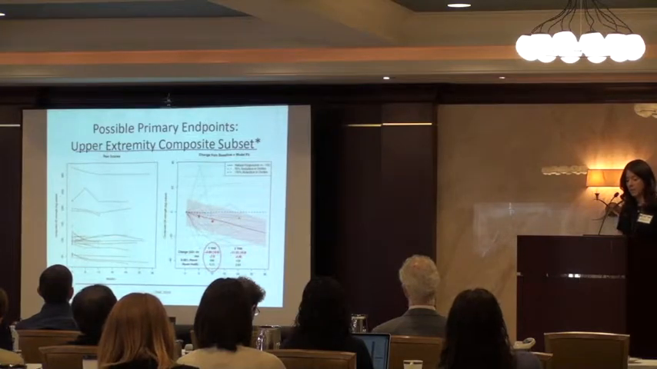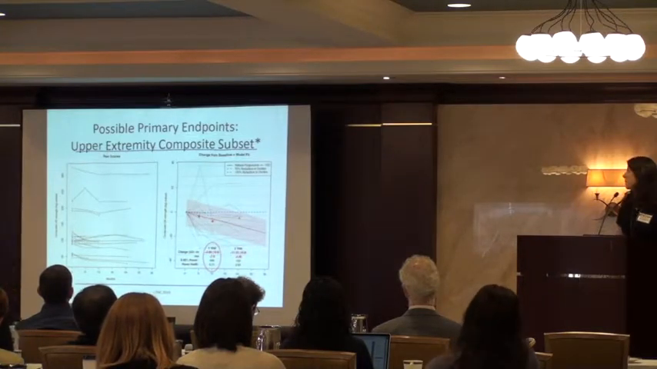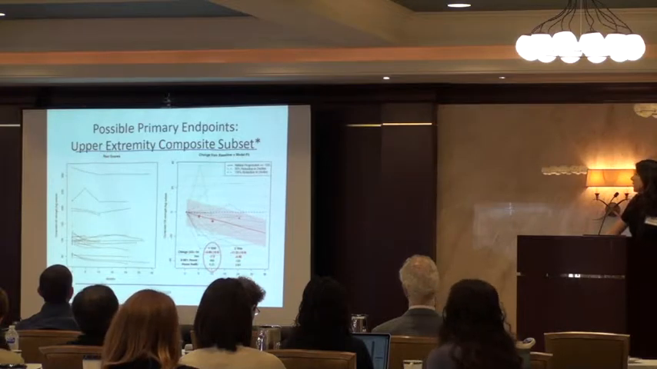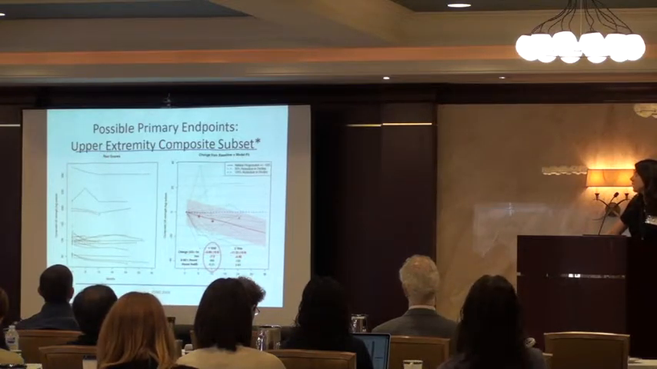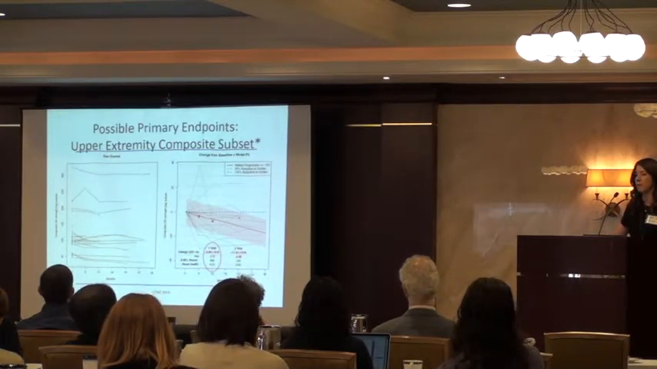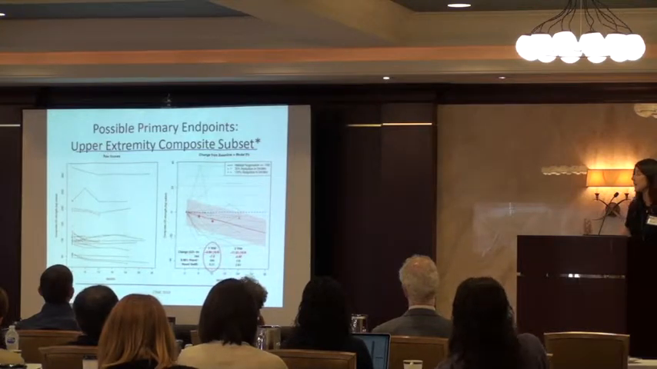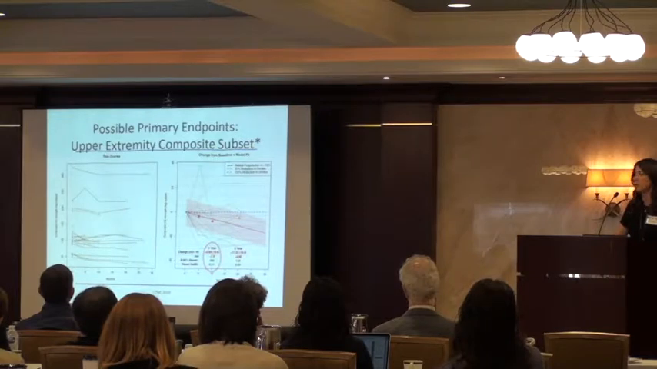This is another possible endpoint, and again, the next slide will make sense when I'm showing this specific one, but this is the upper extremity composite score. This is a sort of average of the muscle strengths of the upper extremities. It's within a subset of individuals who could walk a certain distance on the 6-meter walk.